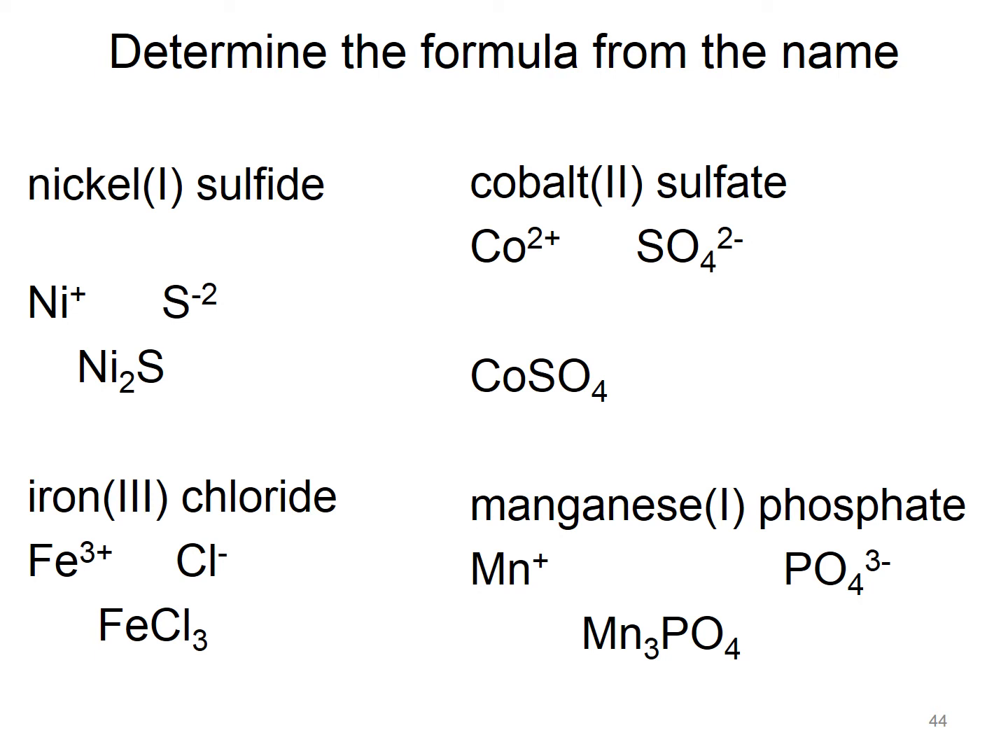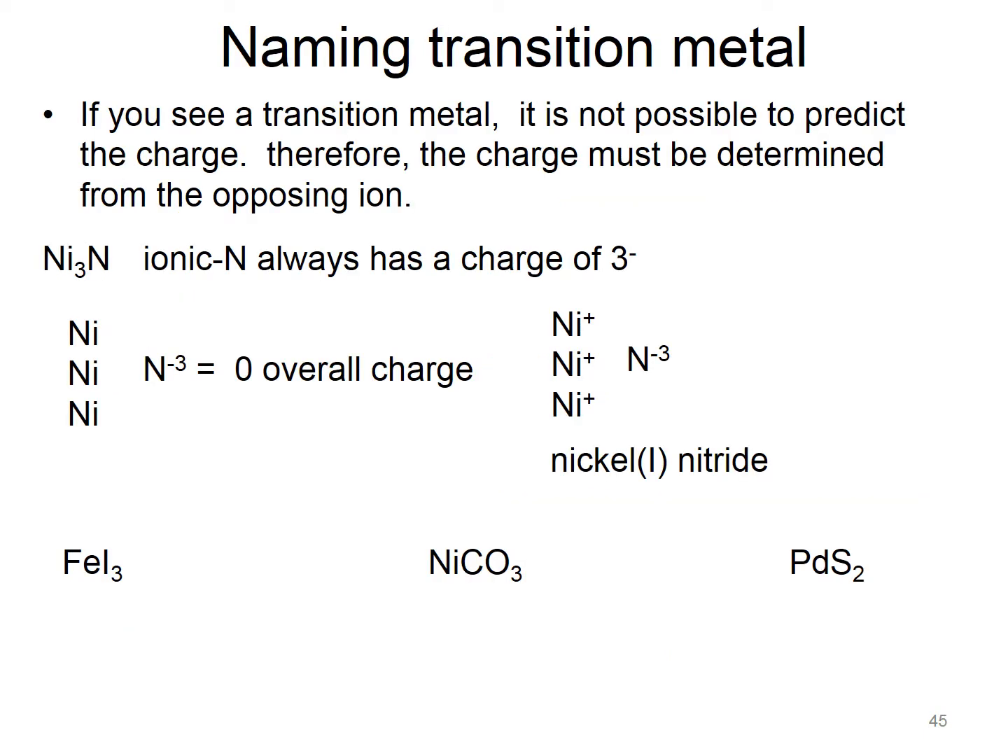Okay. Nickel 1, S2 minus, so Ni2S. Iron 3, Cl minus, so FeCl3. Cobalt 2 plus, SO4 2 minus, oh, it's not on here, CoSO4. Mn plus and PO4 3 minus, the only way to get equal amounts of charge is to have Mn3PO4. So when you have to name these transition metals, that's when these get really, really difficult.